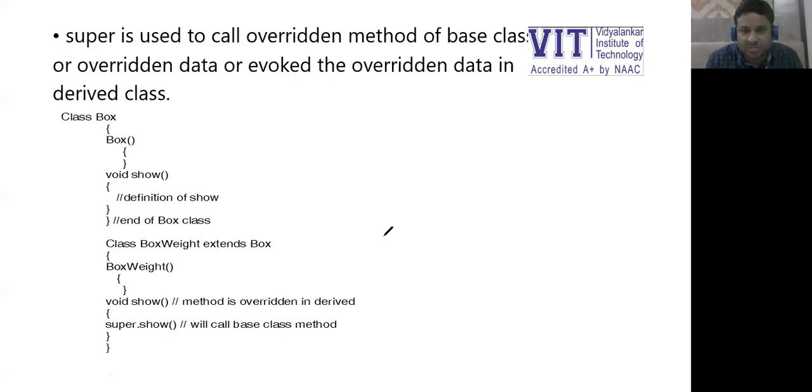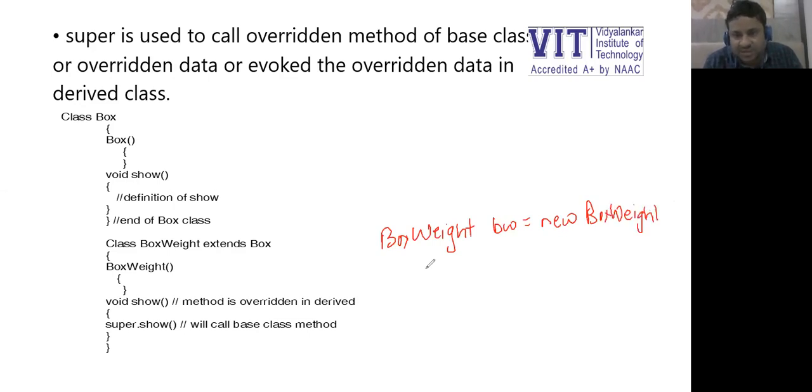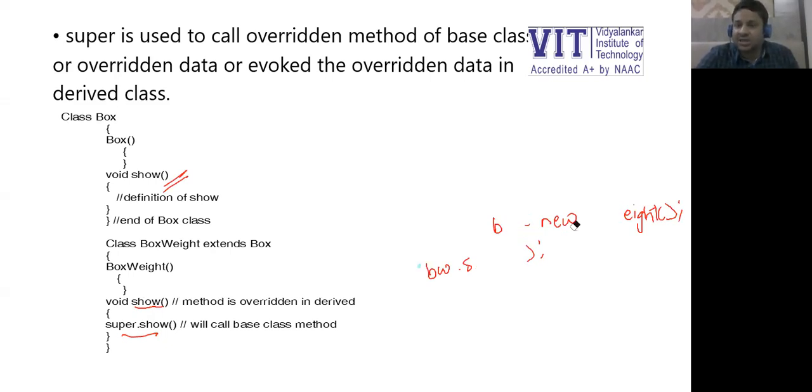And if I'm using the object of BoxWeight, see, if I'm calling this with a BoxWeight object, BoxWeight bw = new BoxWeight, and I simply say bw.show, it will call the BoxWeight show function. And here I have written super.show, so it will call the Box class function. So this is the basic use of the super keyword. If you want to access a base class method in the derived class, we can make use of this.